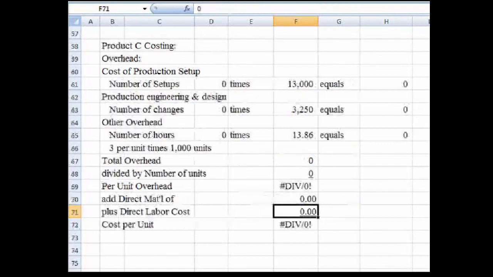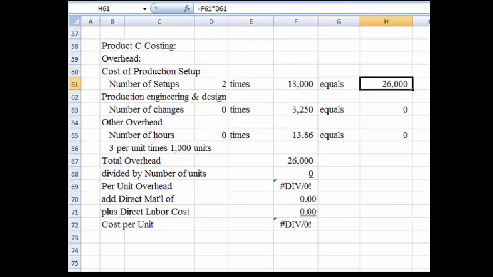So now we jump down a page on your screen, and there's a format that can be used to calculate the cost of product C. The first number to enter is the number of production setups. As you may recall, the book indicates 2 production runs per product. Therefore, this product gets allocated 2 production setups. To save time, the $13,000 that was calculated above is brought down using a formula, resulting in $26,000 of production setup overhead for product C.